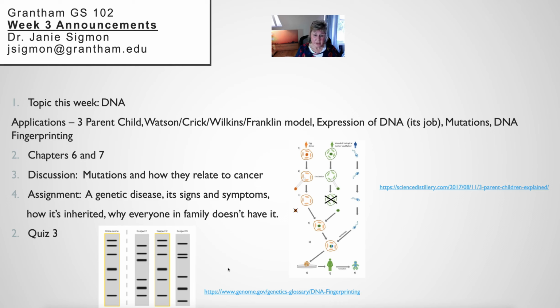Look at the National Human Genome Project under NIH, and you will find so much information there. Or the Online Mendelian Inheritance in Man, which is abbreviated OMIM. You will find a ton of genetic diseases there and all kinds of information about that. OMIM. And also you need to explain why everyone in the family doesn't have this particular genetic disease. That goes right along with how it's inherited.